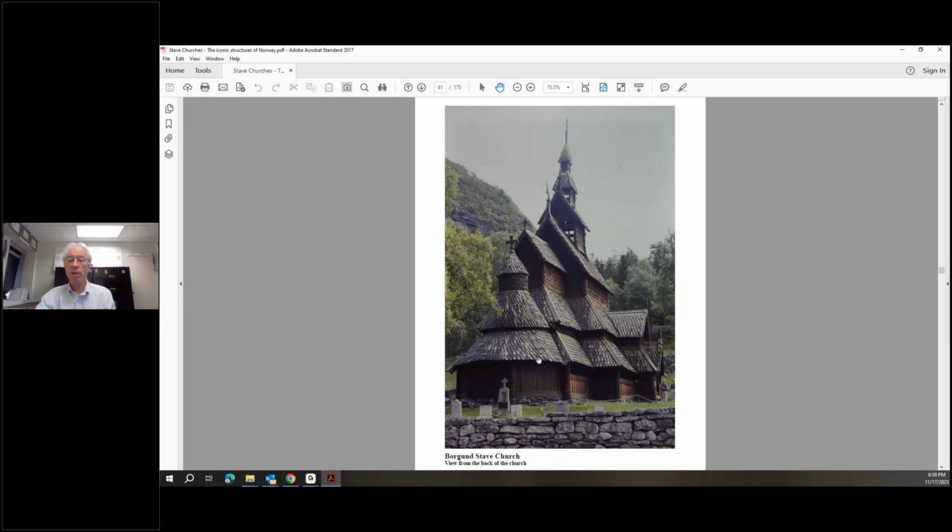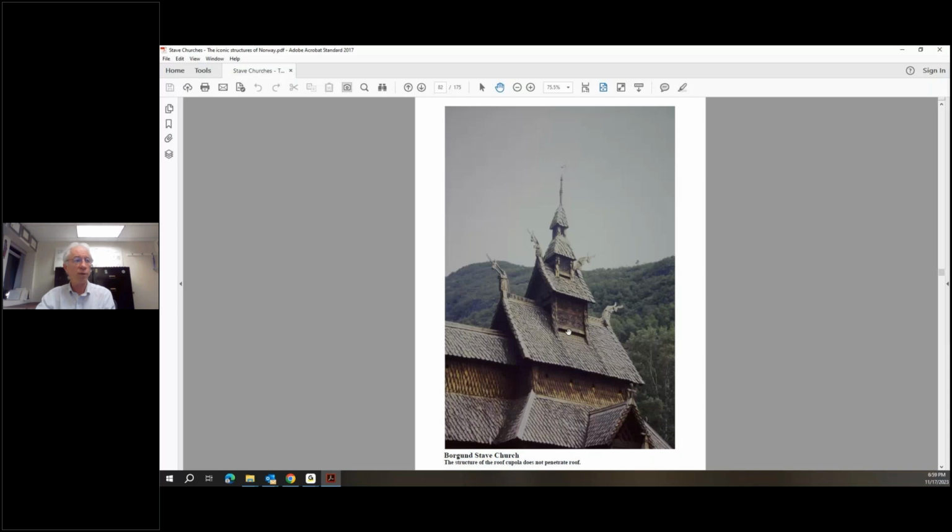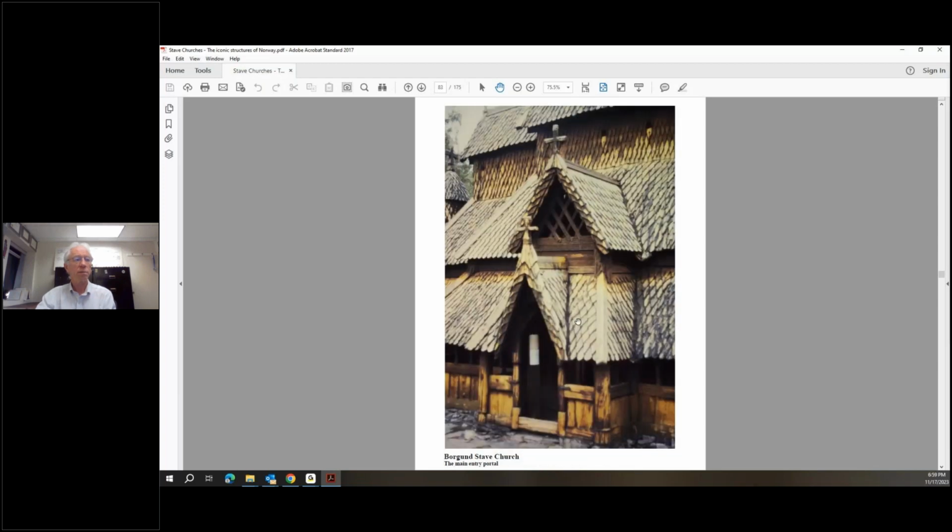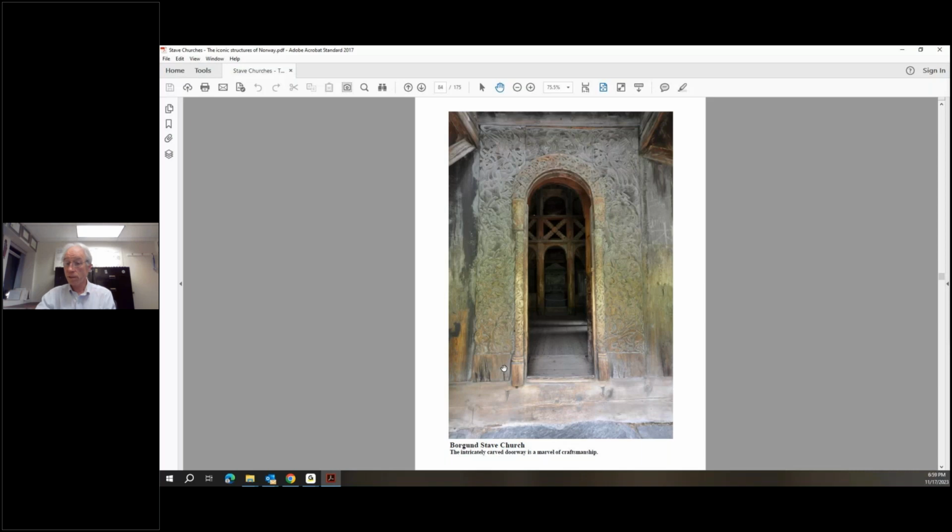And this is the back view of the rear apse, looking from the back towards the front of the church. A little bit more of a detail of the roof and those ridge dragons. Okay, here's the portal. Once pretty common, just like some of the others. The portal is very decorated. The entrance is something to behold in a lot of these. The carving work is just amazing.